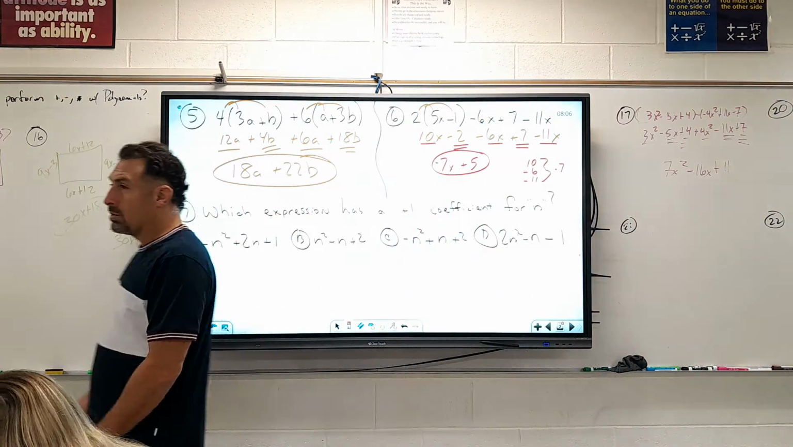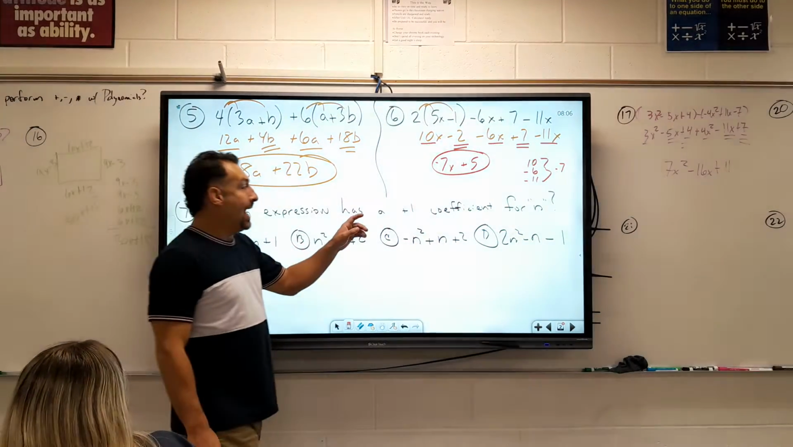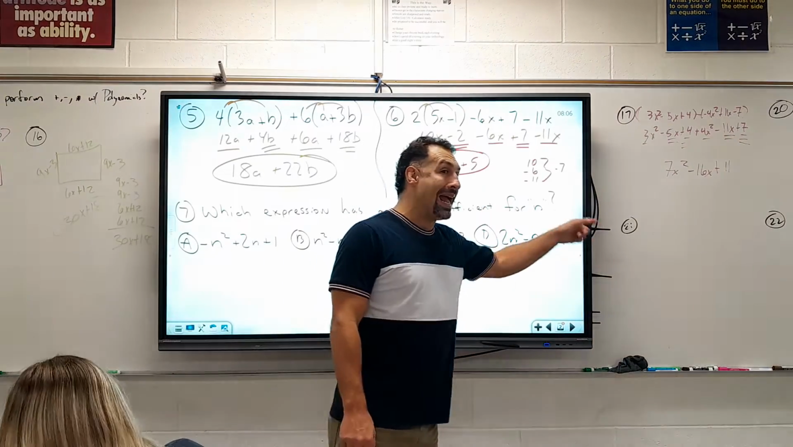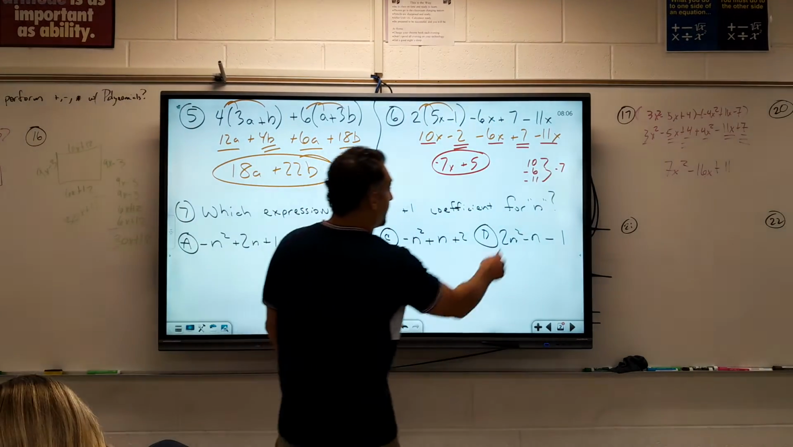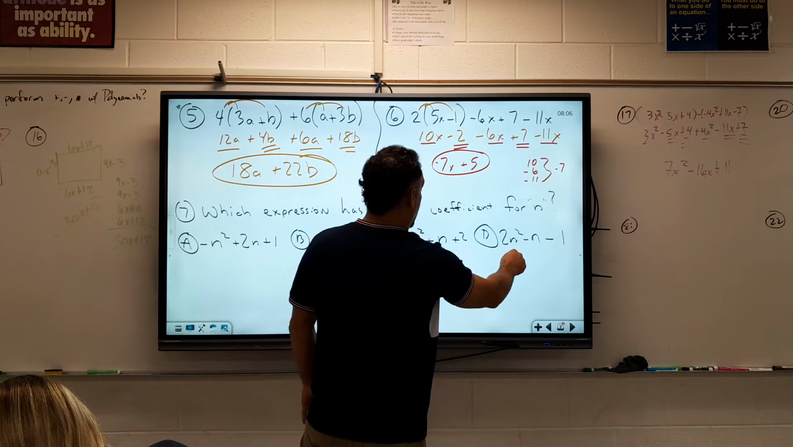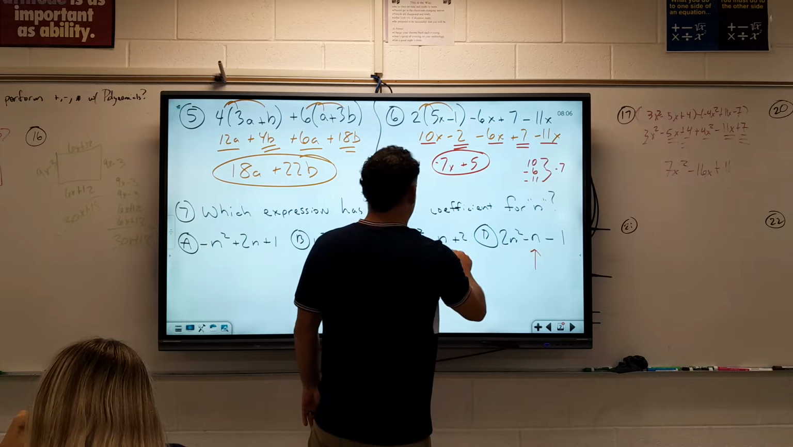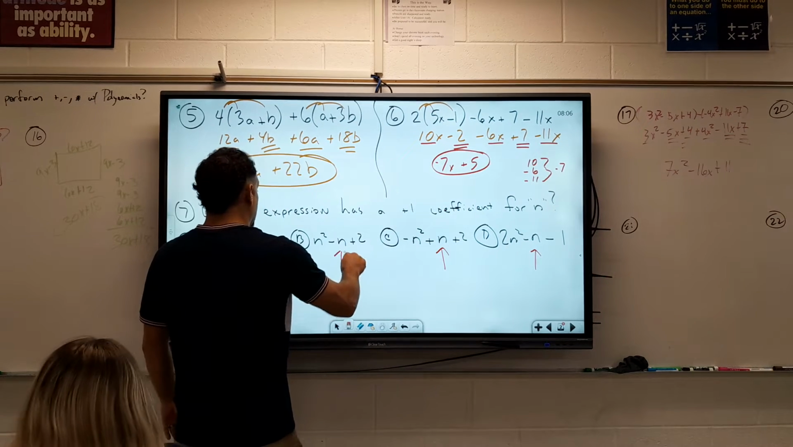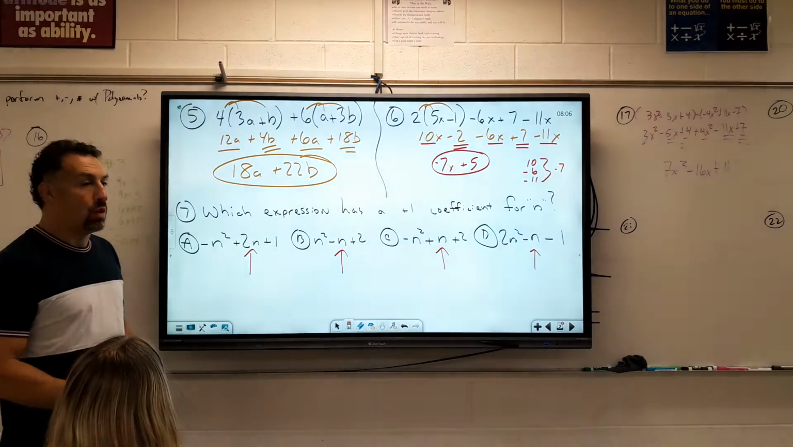Okay, this is real similar to our test question, quiz question. Which expression has a +1 coefficient for n? Well, the n term, you have to be real careful. You guys, they're asking for the n term. They're not asking for the n squared. They're not asking for the constant. They're asking for that one in particular. They want to know which one has a +1 in front.